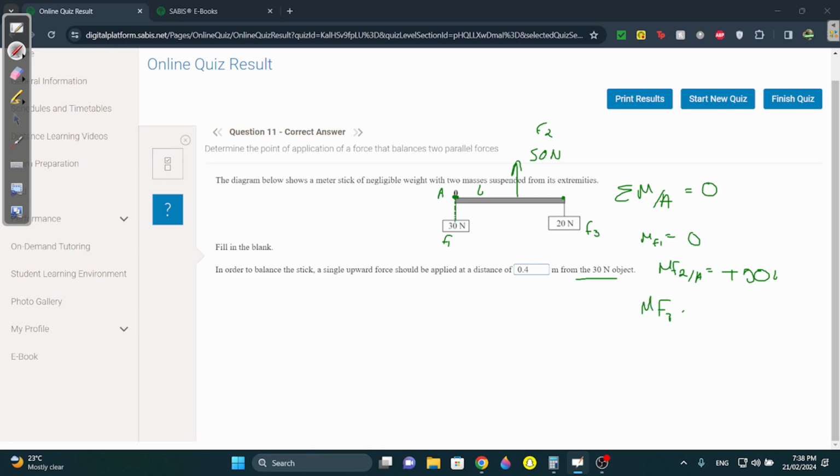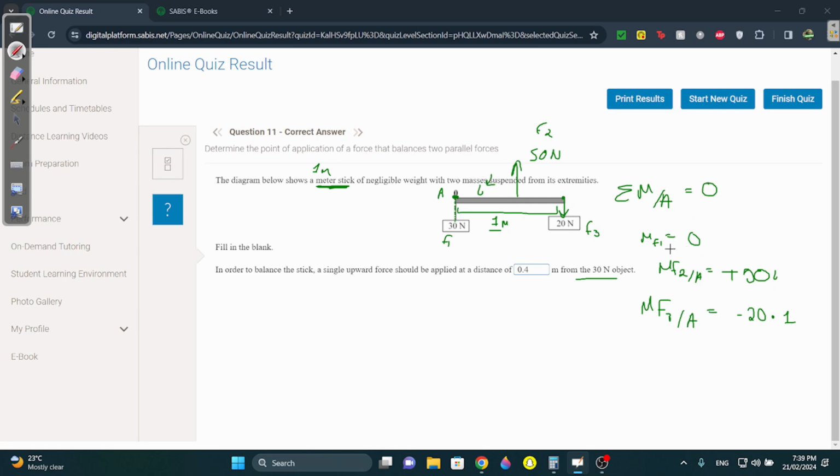The moment of F3 around A is equal to minus 20 times 1. Why did we put 1? Because we don't know the distance? Okay, buddy, this is a meter stick. Meter stick means this is all 1 meter. The distance from 20 to A is the whole stick, so it's 1 meter. But this small L is what we don't know.